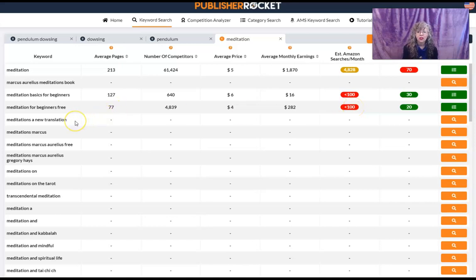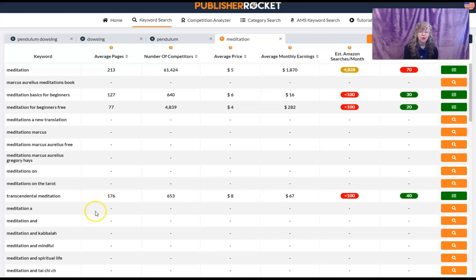Meditations, a new translation. Well, it's not about a translation. Meditations is about the same person. I don't really know what that is, but that is not what I'm doing. Transcendental meditation. Okay, my book does mention transcendental meditation, so I could include that here. But there's less than 100 searches.